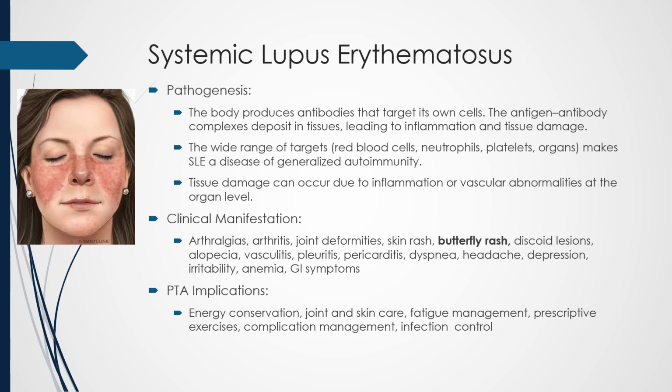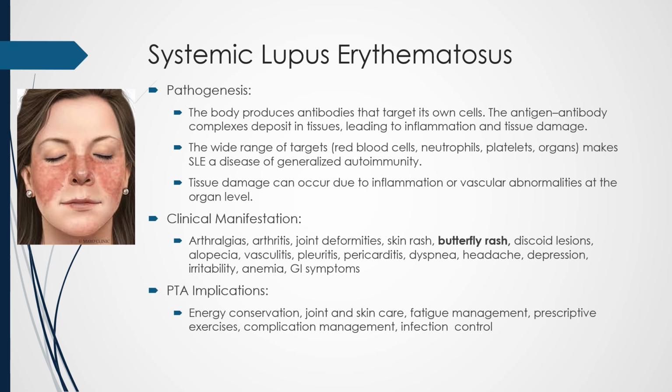Pleuritis, pericarditis, and dyspnea are common. Severe cases involve myocarditis, endocarditis, pulmonary hypertension, and heart failure. Headaches, depression, irritability, and seizures may occur. Cognitive dysfunction, emotional instability, and even psychosis can develop. Cerebrovascular events and peripheral neuropathy may also occur.